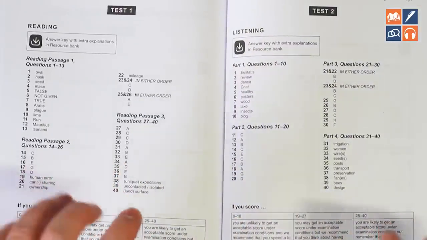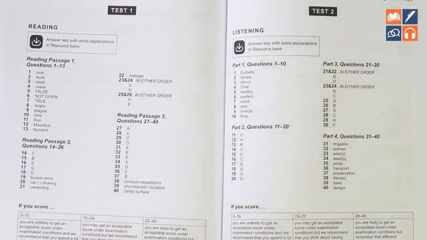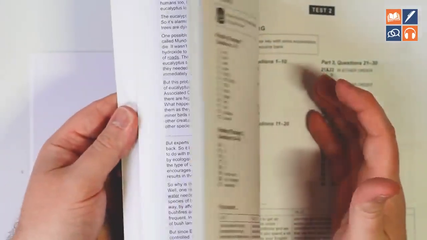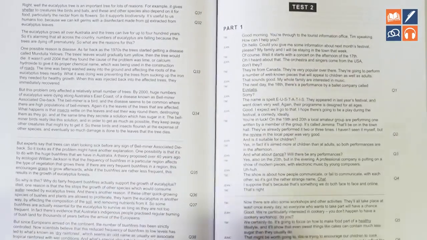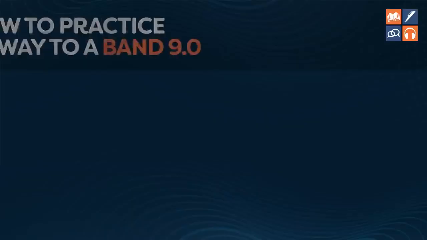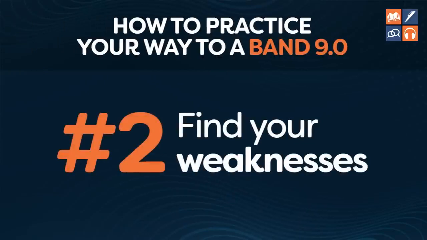And what you're going to do is you're going to correct your test honestly. You're going to check why you got each question wrong. So to do that, you can just look at the question, think back to the recording. But more importantly, what you should do is look at the actual audio script and think about why you got it wrong. And the aim of this exercise is to find your weaknesses, to spot patterns. What are your common weaknesses?